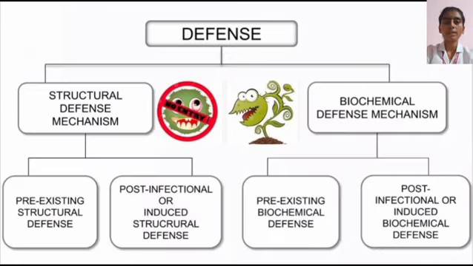Classification of defense mechanisms in plants. It is majorly classified into two types. They are structural defense mechanism and biochemical defense mechanism. The structural defense mechanism is further classified into two types. They are pre-existing structural defense and post-infection or induced structural defense. Whereas the biochemical defense mechanism is also classified into two types. They are pre-existing biochemical defense and post-infectional or induced biochemical defense.